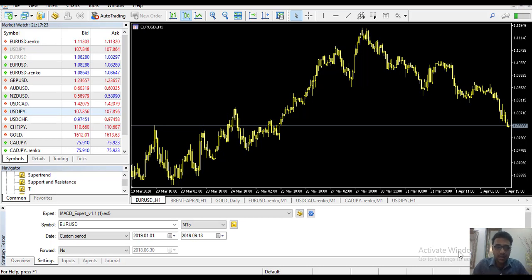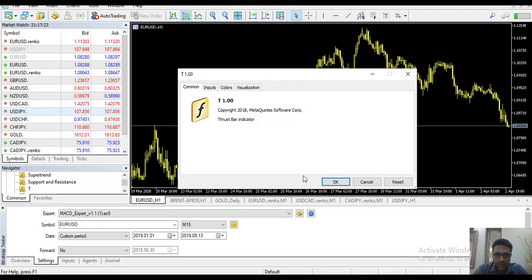In this strategy, what we are going to do is use an indicator to find thrust bars. And what are thrust bars? Thrust bars are basically any candles that are really huge or out of the range context. Out of the range means that it is moving above the ATR, the average true range, right? So this is the thrust bars indicator. I also have this indicator in my list.